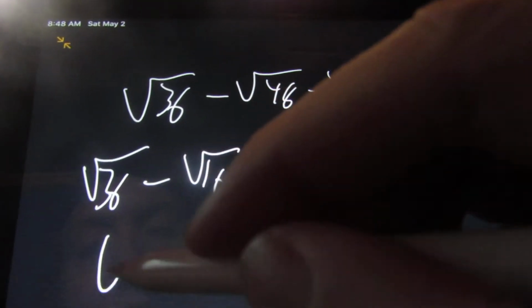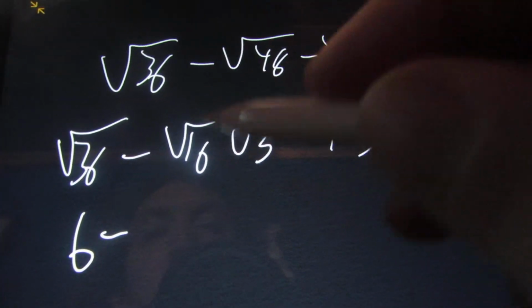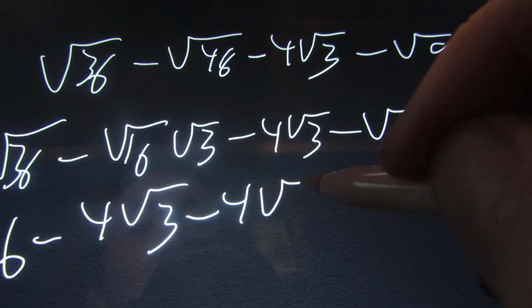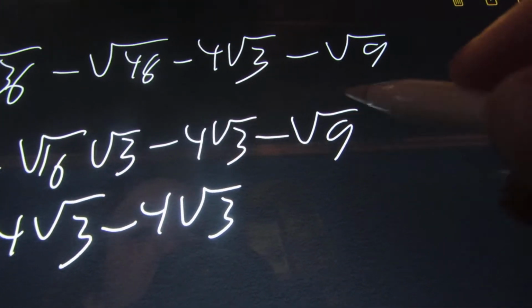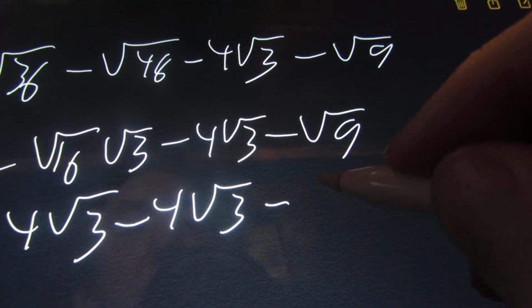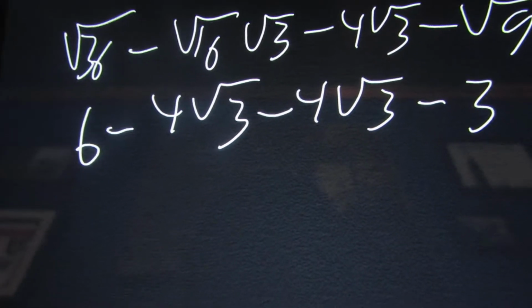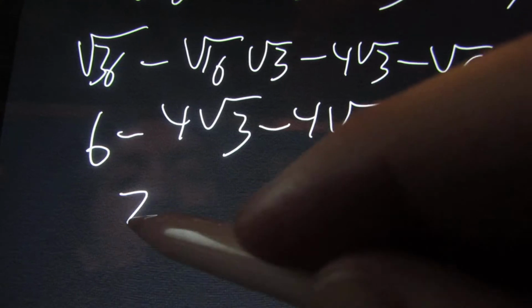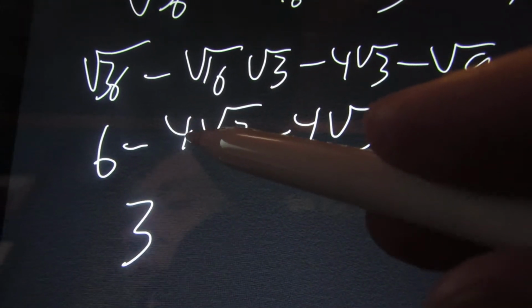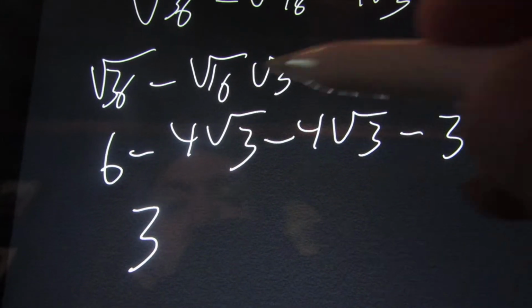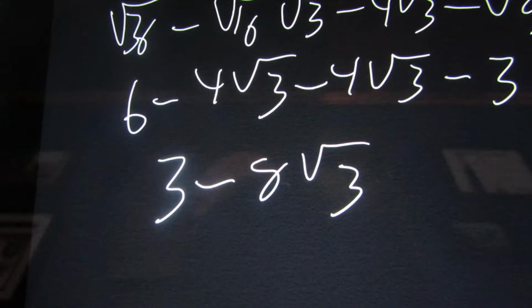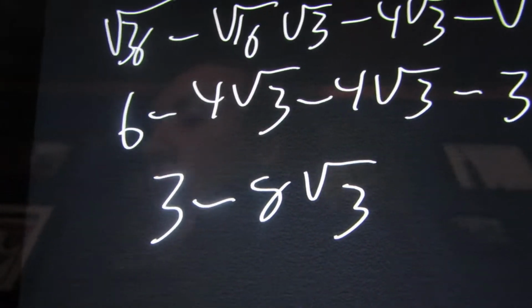So now I'm going to take the square root of what I can. Square root of 36 is 6 minus square root of 16 is 4 square root of 3 minus 4 square root of 3, and then square root of 9 is 3, so minus 3. Now I can combine like terms. I have 6 minus 3, which is 3, and I have minus 4 square root of 3 minus 4 square root of 3, which becomes minus 8 square root of 3. And that's as far as I go on that one.